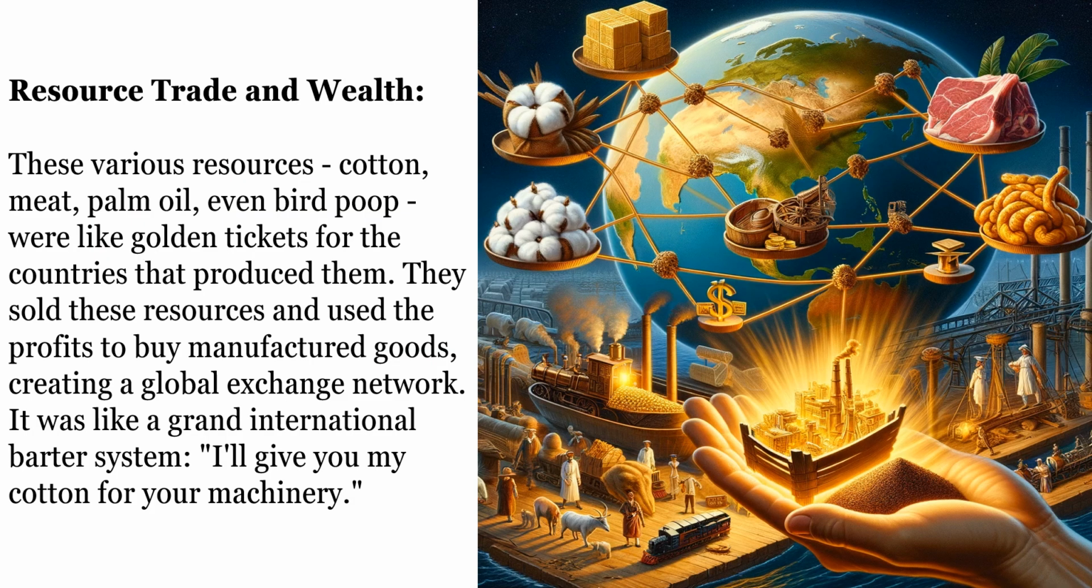Resource trade and wealth. These various resources, cotton, meat, palm oil, even bird poop, were like golden tickets for the countries that produced them. They sold these resources and used the profits to buy manufactured goods, creating a global exchange network. It was like a grand international barter system. I'll give you my cotton for your machinery.